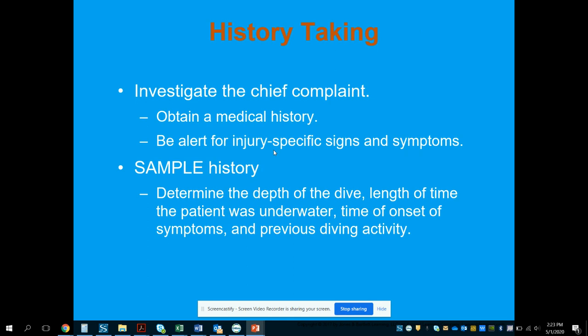Looking at the history taking, you can get your SAMPLE history, determine the depth of the dive, the length of time that patient was underwater, the time of the onset of symptoms, and also any previous diving activity. So that's important to know. Are they an experienced diver? Was this their first dive? That type of thing.